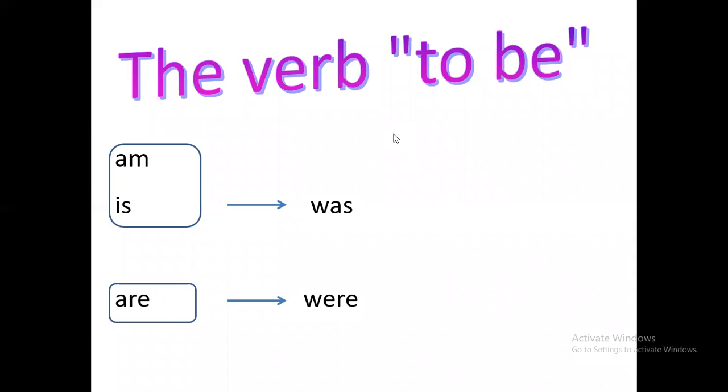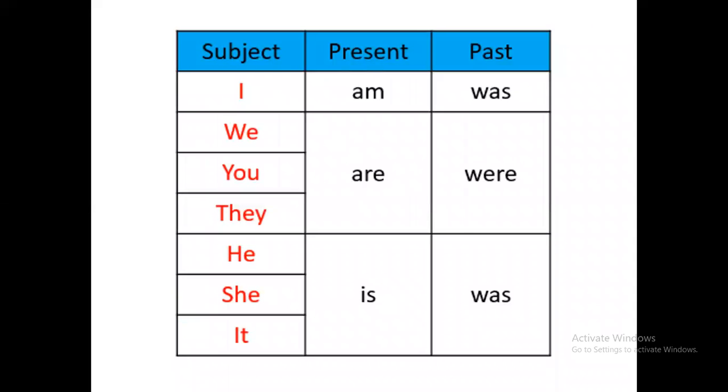So what's the past of am and is? Was. What's the past of are? Were. So all of these are linking verbs. We call them verb to be. Okay, here. I am; we, you, they, and the plural subject with are; he, she, it, and singular subjects with is. What's the past of am and is? Was. What's the past of are? Were.